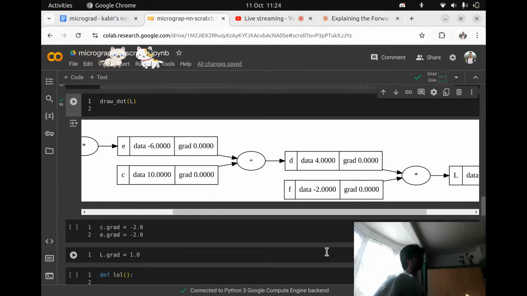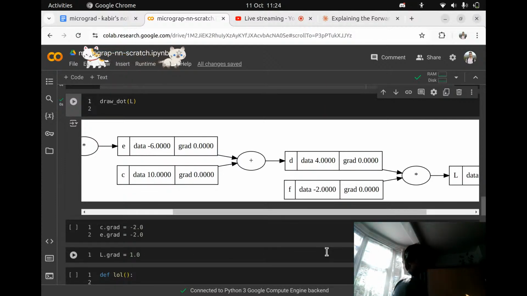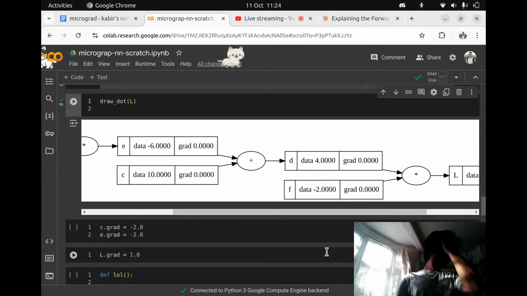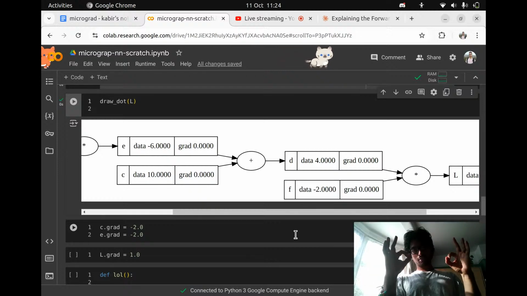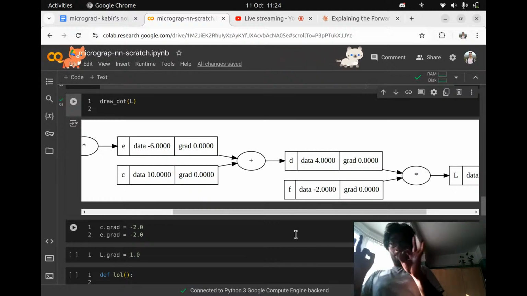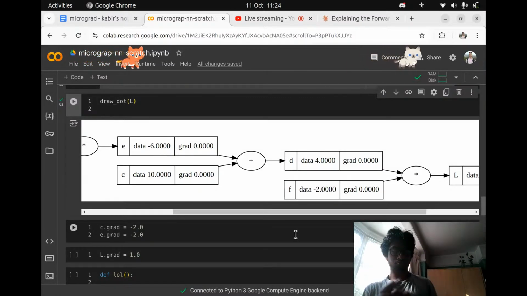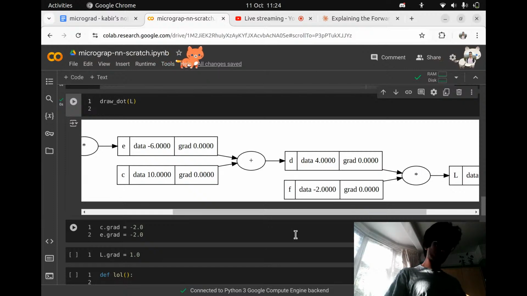So let's now fill in those gradients and actually do backpropagation manually. Let's start filling in these gradients and start all the way at the end, as I mentioned. First, we're interested to fill in this gradient here. So what is the derivative of L with respect to L? In other words, if I change L by a tiny amount of h, how much does L change? It changes by h. So it's proportional, and therefore the derivative will be 1.